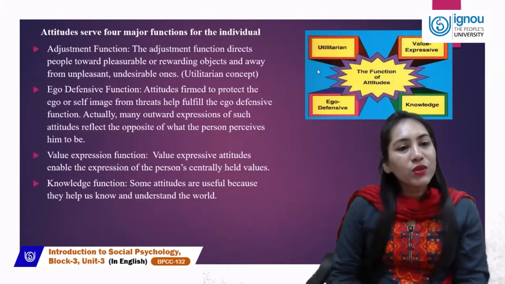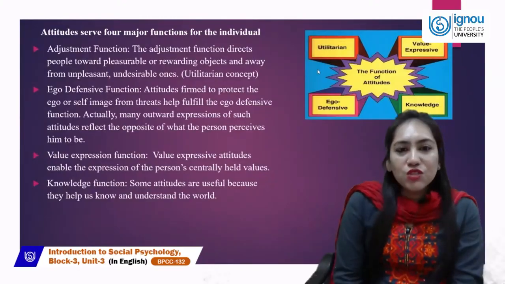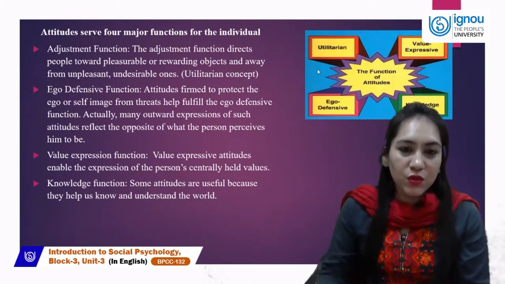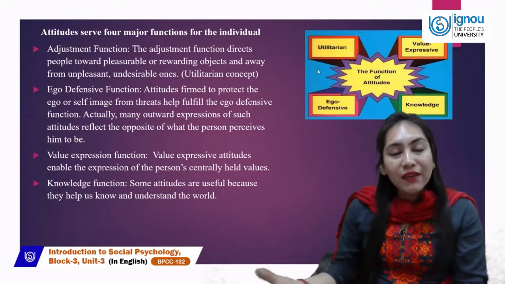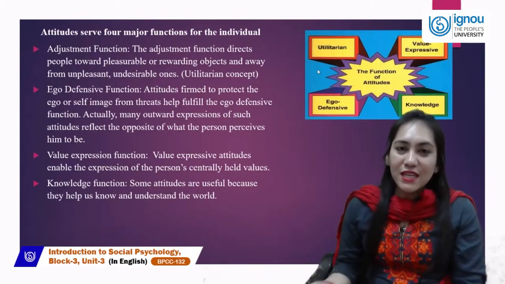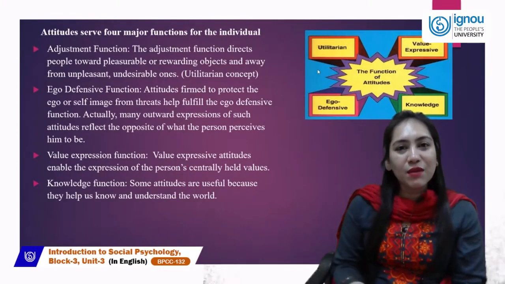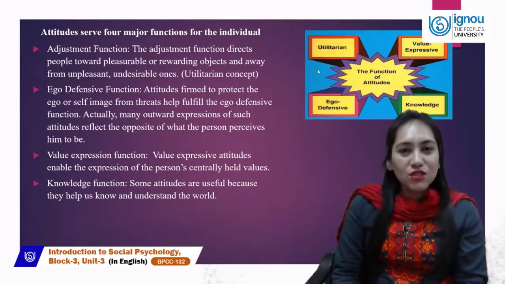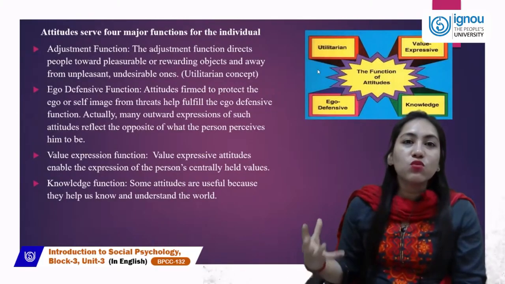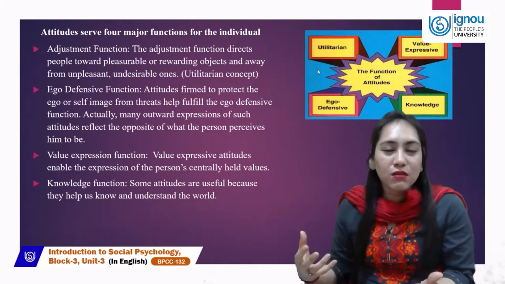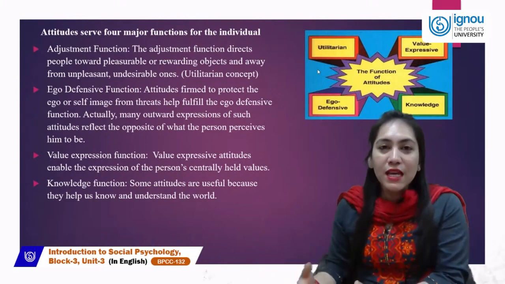So first, let's start with the adjustment function. Adjustment function directly states that people are moving towards pleasurable and rewarding objects and away from the undesirable ones. So the fact of increasing the desirable activities and reducing something which is undesirable, which is adjustment. So attitudes actually make you well prepared to get adjusted in a society, makes you more utilitarian. Let's take an example.